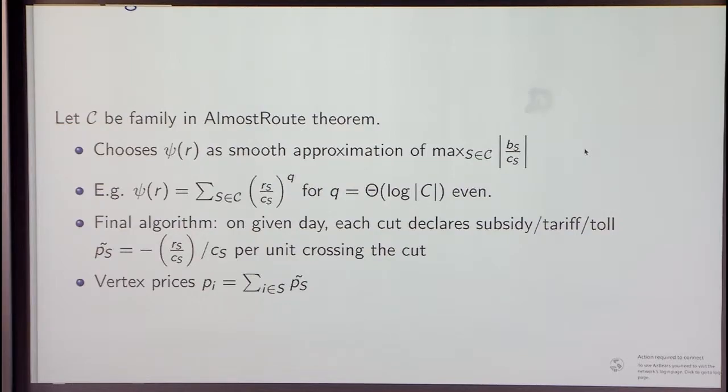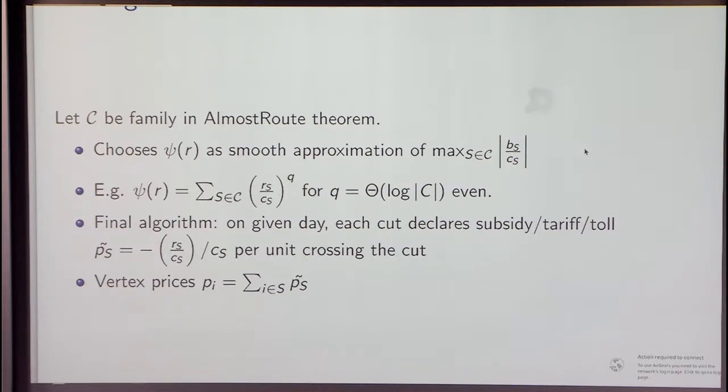We can interpret what's actually going on. Where do these derivatives come from? On a given day, each cut looks at the residual so far: what is the residual error across that cut? Based on that residual error, it declares a price per unit crossing that cut. And from those prices per cut, the cost of transporting from I to J is just the sum over all cuts that you cross of the price for that cut.